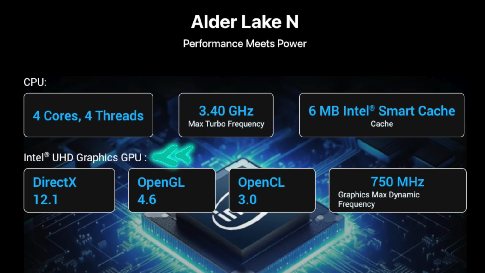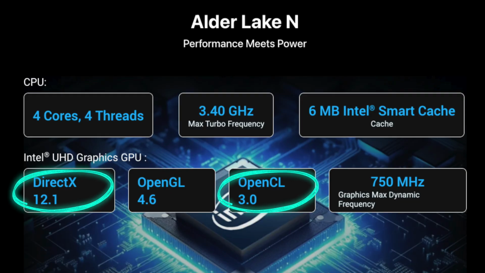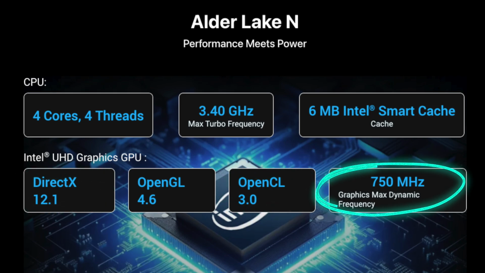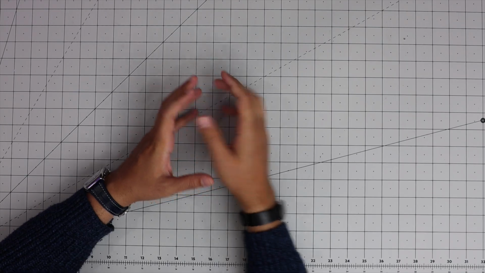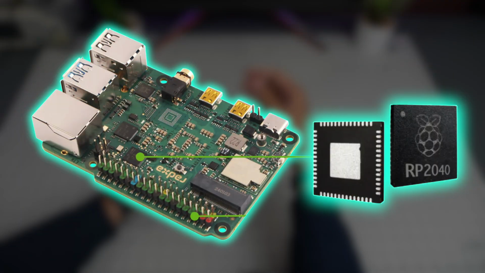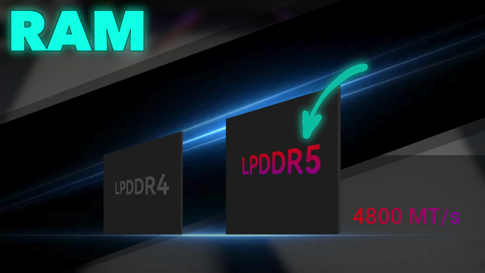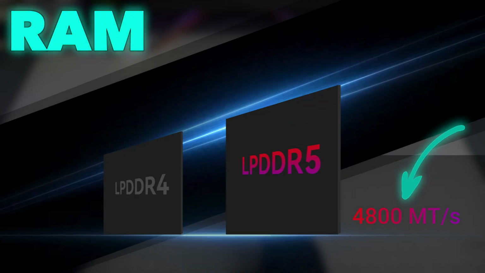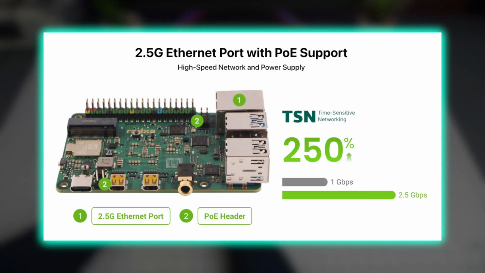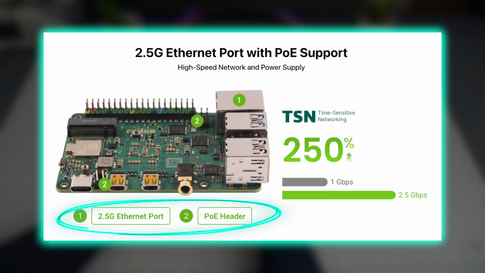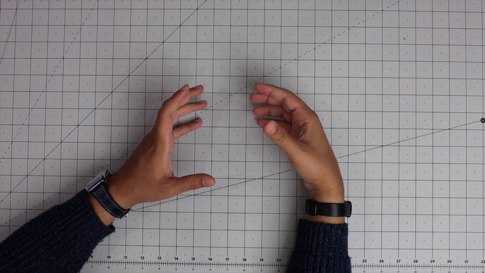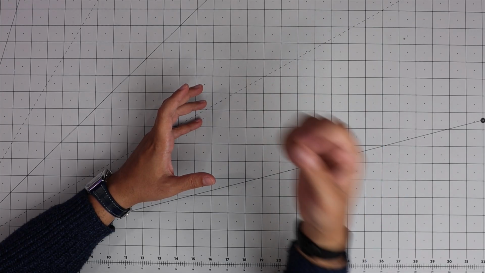It also comes with Intel UHD integrated graphics, which supports DirectX 12.1 and OpenCL 3, and the clock speed of the Intel UHD integrated graphics is 750 megahertz. And on top of all of this, they added an RP2040 on the board, and the RAM is LPDDR5, I forgot to mention that, which is 4800 megatransfers per second, MT/s. It comes with a 2.5 gigabit Ethernet, which is awesome, and it supports PoE, so you can power the whole board with a single Ethernet cable, basically, which we are going to test.